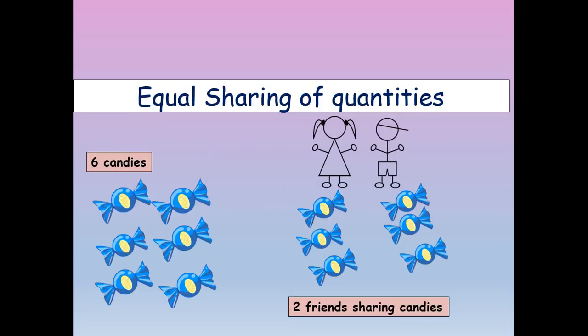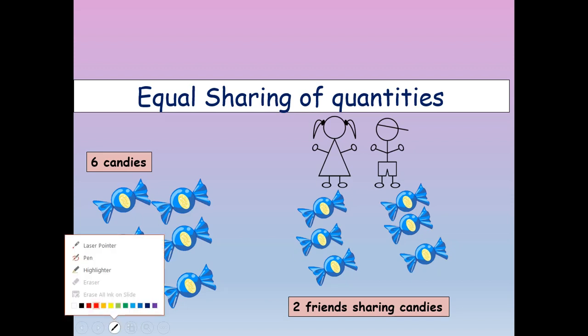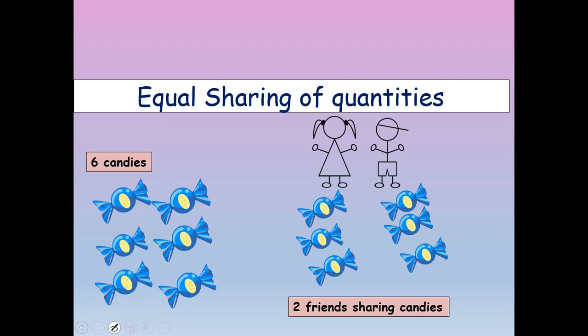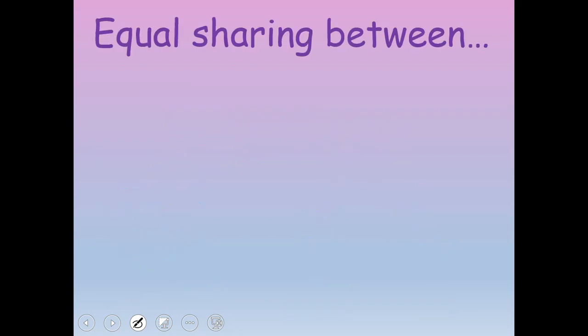Okay, so when we have equal sharing of quantities, we know, obviously, the total amount that we have, which is 6, okay? And then we divide that by how many people we know. So we know that we have 2 people to share the candies in between. So 2 friends sharing candies, that means that each one gets 1, 2, and 3. So 6 divided by 2 is 3.